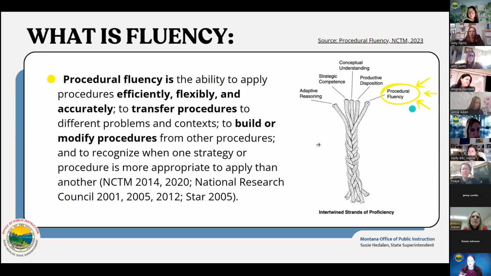I'm going to give you all a moment to read. This is a definition directly from NCTM. This is how they define procedural fluency. And as you're reading, I'm wondering if you can pull out a piece of the definition that you feel like your students really struggle with.